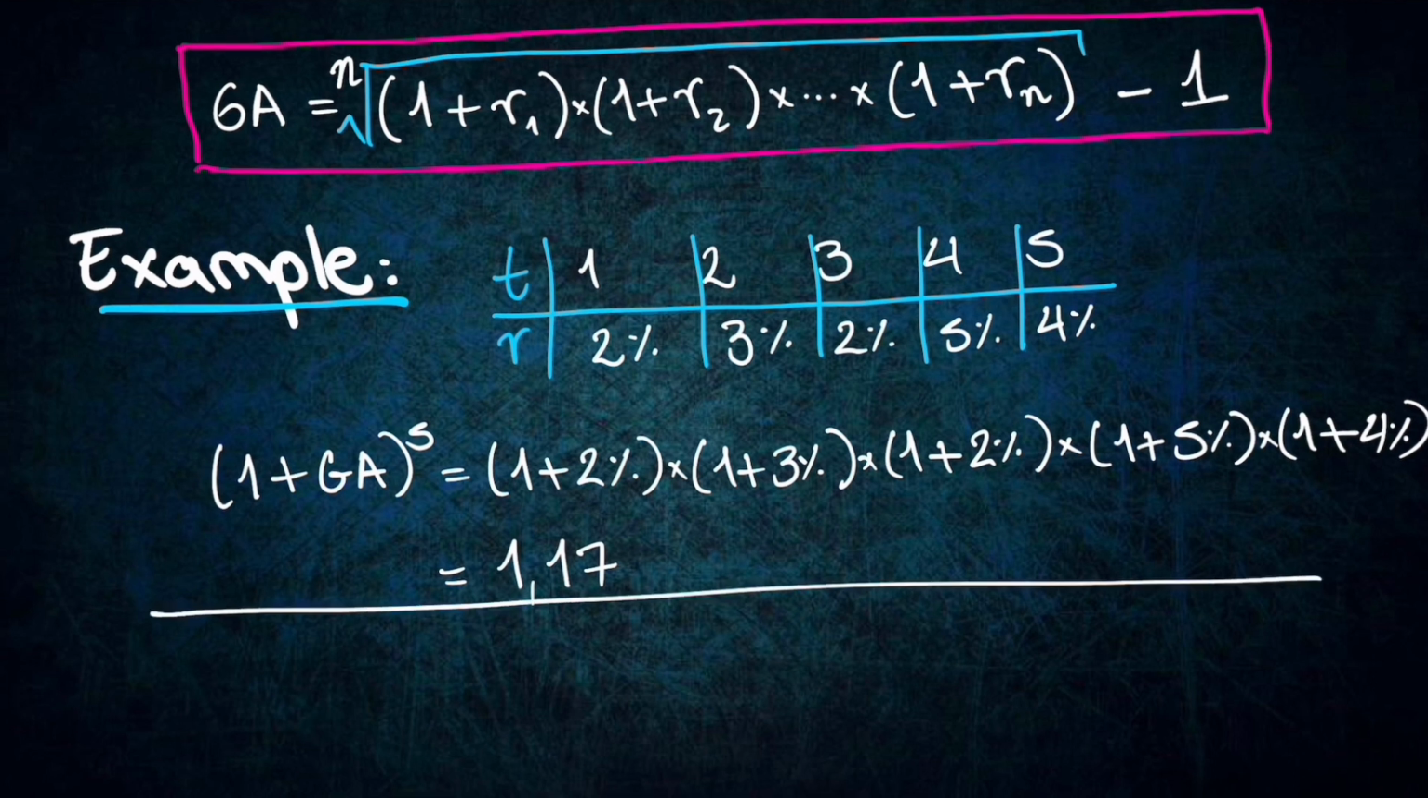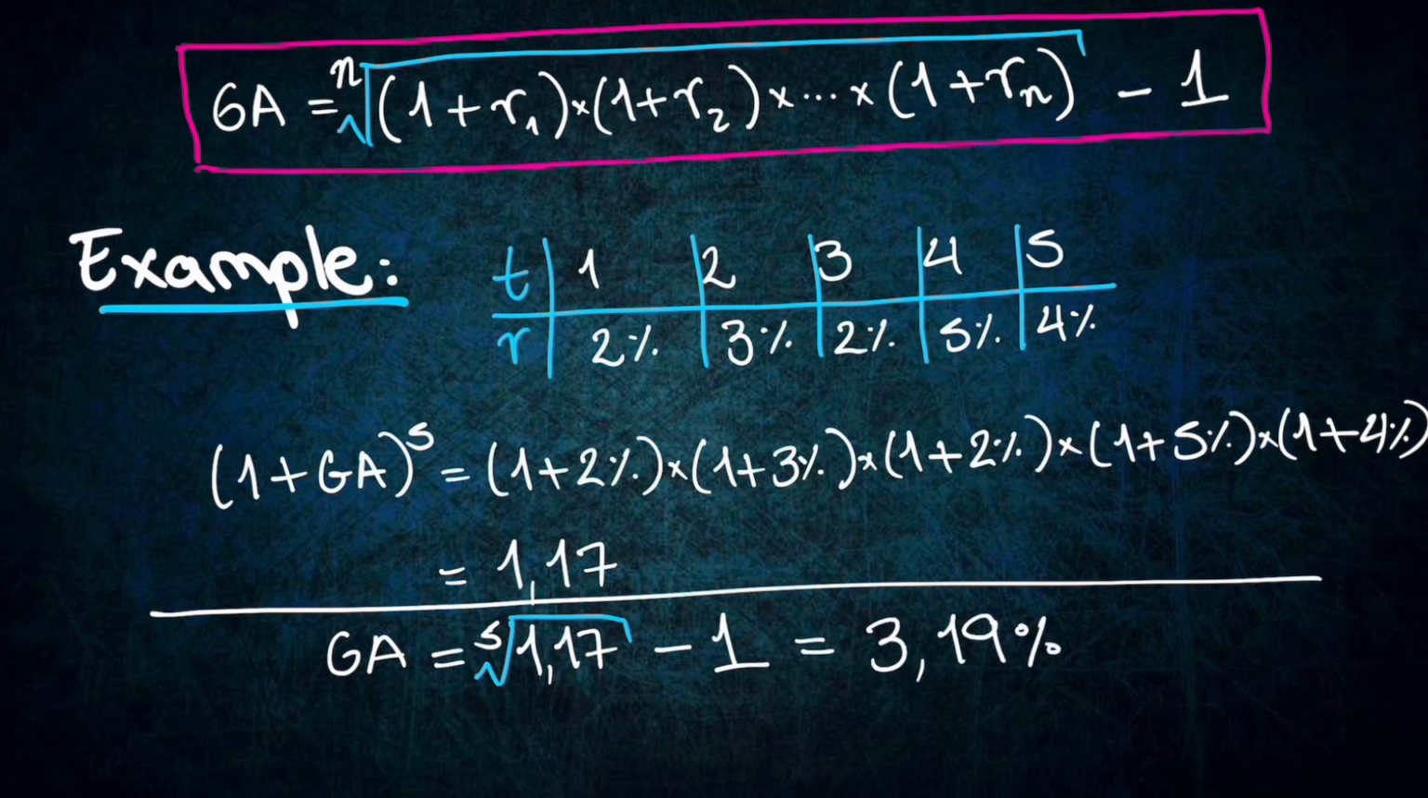To calculate the yearly average, we take the fifth root of 1.17 and subtract 1 to get finally 3.19%. This means that the return expected after 5 years, considering the given interest rates, corresponds to investing yearly at 3.19% over the 5-year period. I encourage you to perform the calculation yourself to verify that the result is the same.